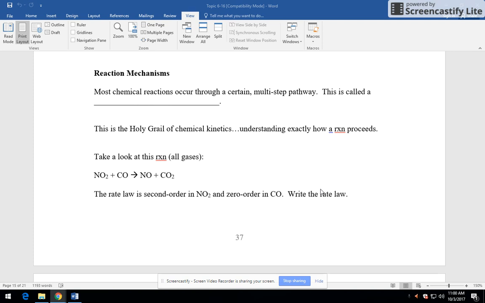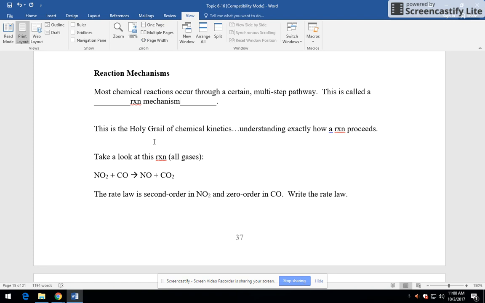So reaction mechanisms. Most chemical reactions occur through a certain multi-step pathway. This is called, go figure, a reaction mechanism. And this is what many people consider the holy grail of chemical kinetics, understanding exactly how a reaction goes step by step, collision by collision. Very hard to prove, actually. We're going to talk a little bit about that later on.